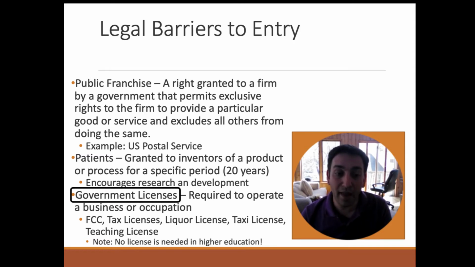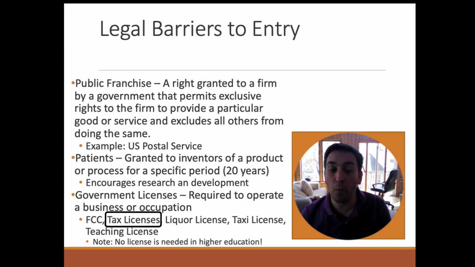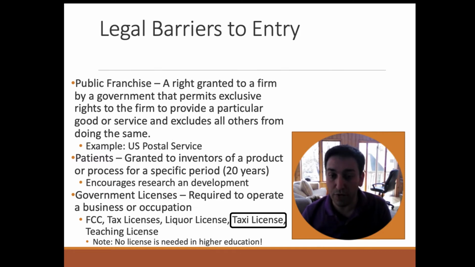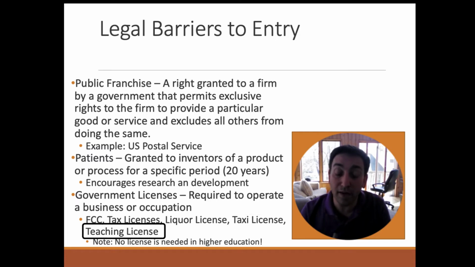Then there are government licenses. If I want to operate a radio station, I need a license from the Federal Communications Commission, the FCC. If I want to open my own business, I need a tax stamp. If I want to sell liquor, I need a liquor license. If I want to pick up someone from the airport, I know Uber and some of these other things are developing, but typically you need a taxi license. If I want to teach in high school or elementary school, I need a teaching license.